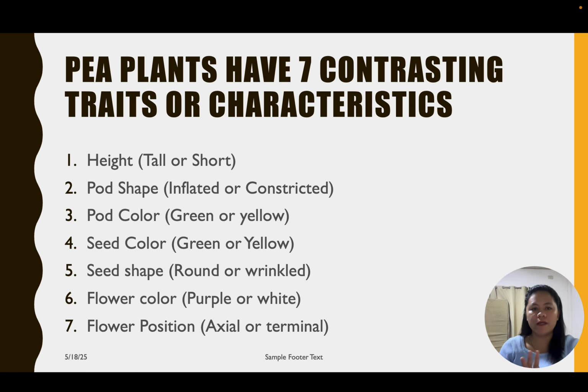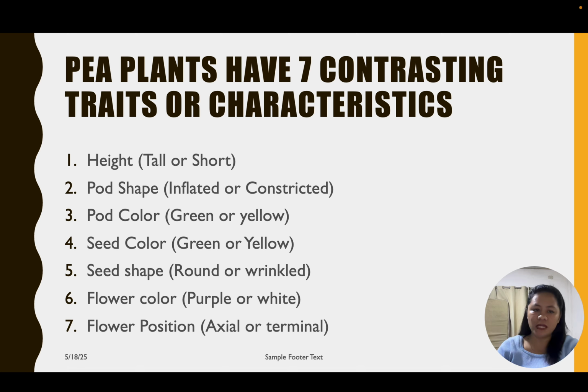So these are the 7 contrasting traits, or characteristics of the pea plant. The first one is the height. Again, no intermediate characteristic, so take note, tall or short lang siya. Ang kanyang pod shape naman is inflated or constricted. When I say inflated, the pod still has space inside. Constricted naman, whatever is the shape of the seed, yun yung shape ng pod.